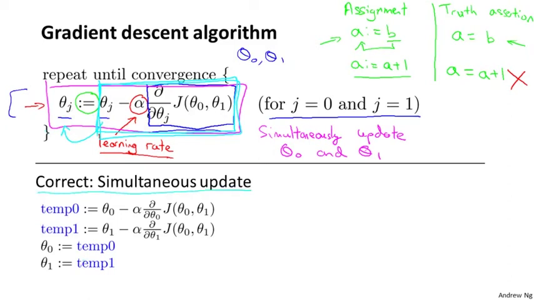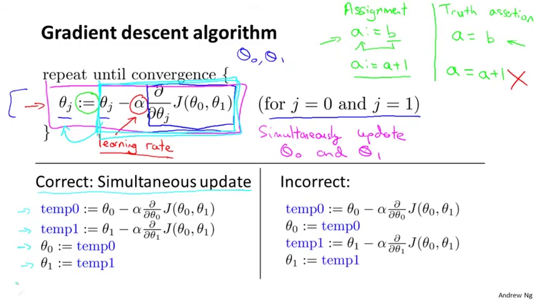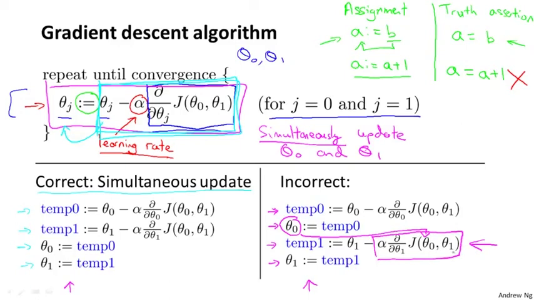This is a correct implementation of gradient descent, meaning a simultaneous update. I'm going to set temp 0 equals that, set temp 1 equals that, so basically compute the right-hand sides. Then having computed the right-hand sides and stored them into variables temp 0 and temp 1, I'm going to update theta 0 and theta 1 simultaneously. So that's the correct implementation. In contrast, here's an incorrect implementation that does not do a simultaneous update. In this incorrect implementation, we compute temp 0, and then we update theta 0, and then we compute temp 1, and then we update theta 1. The difference between the two implementations is that if you look at this step, by this time you've already updated theta 0, so you would be using the new value of theta 0 to compute this derivative term. And so this gives you a different value of temp 1 than the correct implementation, because you've now plugged the new value of theta 0 into this equation.